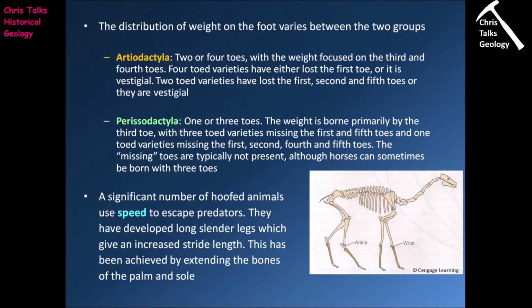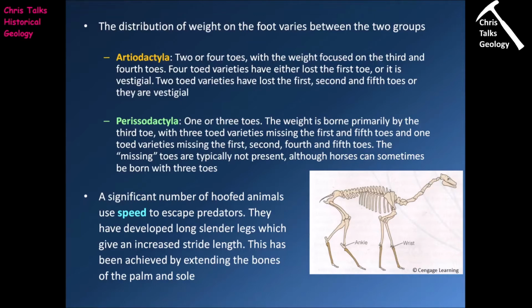In the case of the Perissodactyla, the weight is borne by either 1 or 3 toes, and the weight is primarily borne by the 3rd toe in both cases. Now, the 3-toed varieties of Perissodactyla are typically missing their 1st and 5th toes, while the 1-toed varieties are typically missing the 1st, 2nd, 4th and 5th toes. In most cases, the toes are not vestigial, they've been lost completely, so they're no longer present, although you can sometimes get rare occurrences where you do get animals like horses born with 3 toes rather than the standard 1, but on the whole those are very, very rare occurrences.